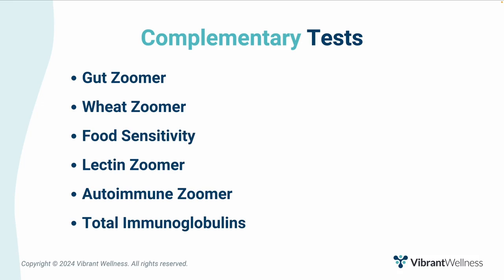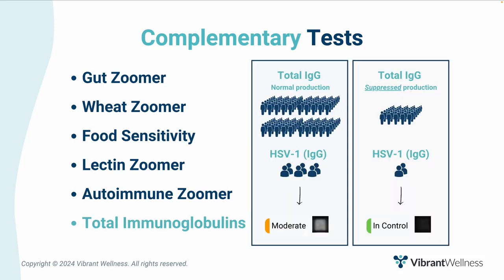And if you're looking for a comprehensive investigation of multiple autoimmune conditions, the autoimmune zoomer is a great adjunct. And finally, total immunoglobulins to evaluate baseline levels of total IgA, IgG, IgE, and IgM. Serology testing is based on normal functional immunoglobulin production, and the total immunoglobulins test assesses the number of immunoglobulins, which is helpful in those with suspected immune function compromise or those undergoing IV IgG therapy.